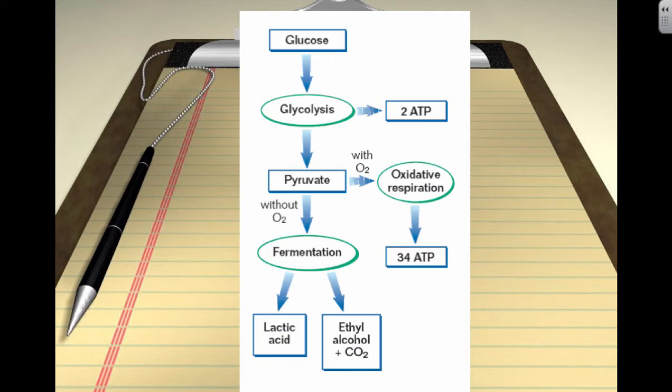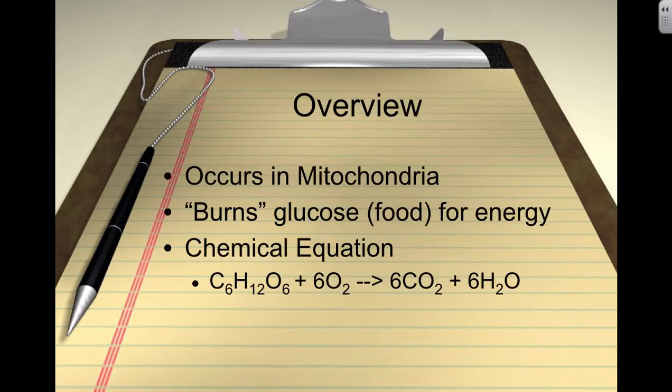So these are the steps: glycolysis, and then it can take two turns into aerobic, which is with oxygen, or anaerobic, which is without oxygen, otherwise called fermentation. So the overview. Cellular respiration occurs in the mitochondria. That's the powerhouse of the cell. It burns glucose, which is food, for energy.